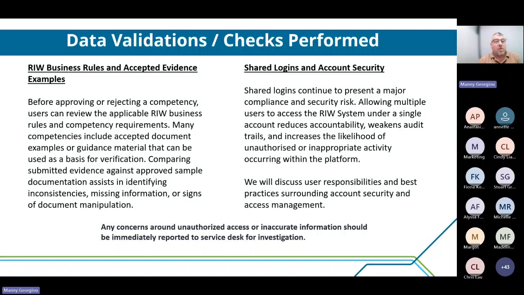So how do our RIW members ensure that, and not just our members, our service desk, what are some of the validations that take place? So as an example, one of the simple ones is before approving or rejecting a competency, reviewing the applicable RIW business rules and competency requirements. Many of our competencies include accepted document examples, and comparing those examples against the submitted evidence is one of the ways in which we perform our checks, and pretty much the standard protocol that the service desk, myself and all of our QA team use to check.